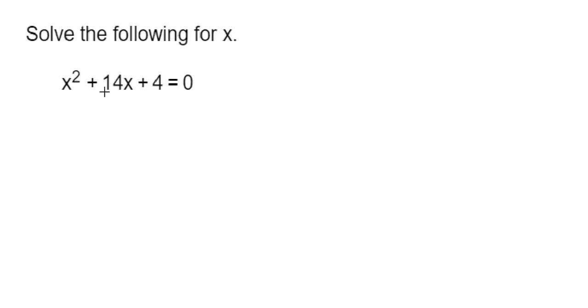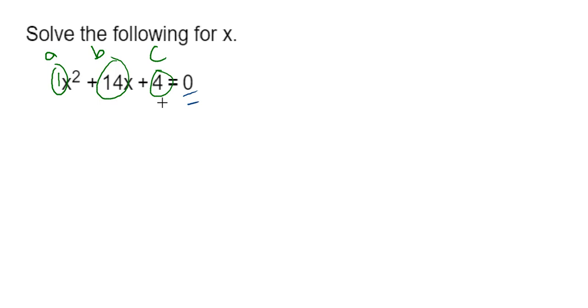So we have x squared plus 14x plus 4 equals 0. It's important that it has to be equal to 0 before we can identify a, b, and c. There's no number in front of x squared, which means a is equal to 1, b is equal to 14, c is equal to 4. The first thing I would check for before using the quadratic formula is, can I factor this? Because if you can factor it, I wouldn't use the quadratic formula. I would just solve it by factoring.